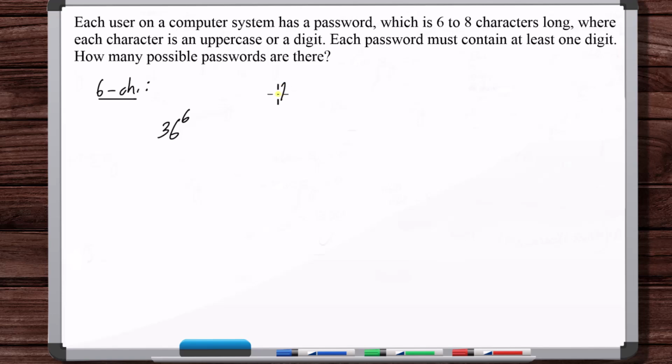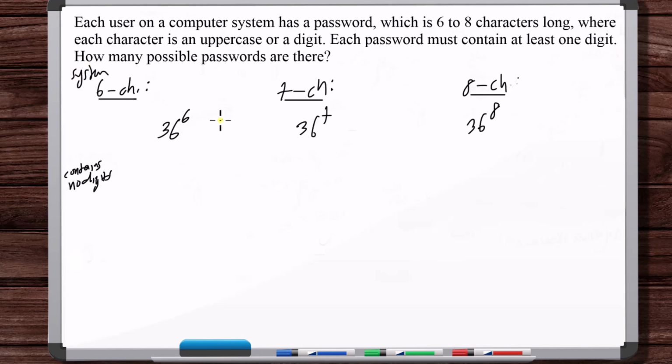Let's follow the Venn diagram. That'll make it kind of interesting. 7 character, it's 36 to the 7th, right? 8 character, it's 36 to the 8th. So that was everything in the entire system. This was the system. And now here we're going to say contains no digits. This is the system. So now, contains no digits, right? If we add this up, we've got the entire system.